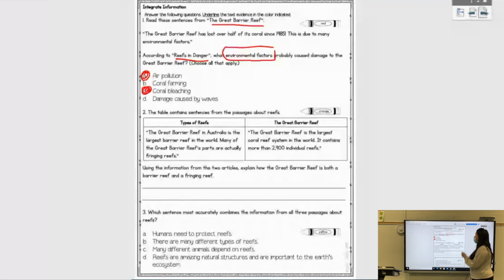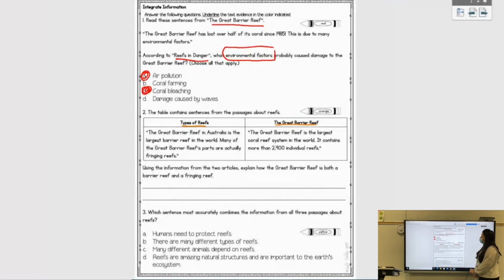The table contains sentences from the passage about reefs. We have the passage types of reef and the Great Barrier Reef. This section came from types of reefs. The Great Barrier Reef in Australia is the largest barrier reef in the world. Many of the Great Barrier Reef's parts are actually fringing reefs.